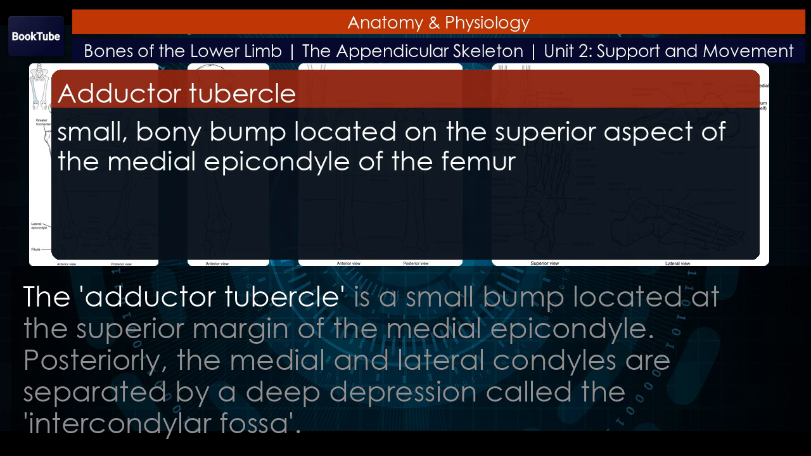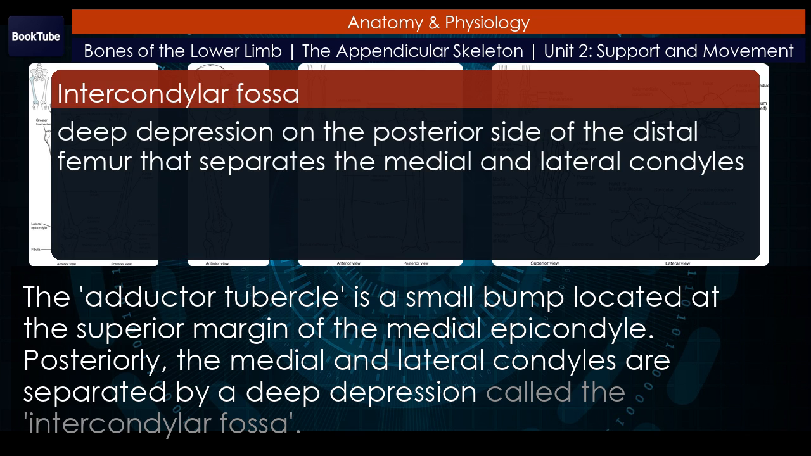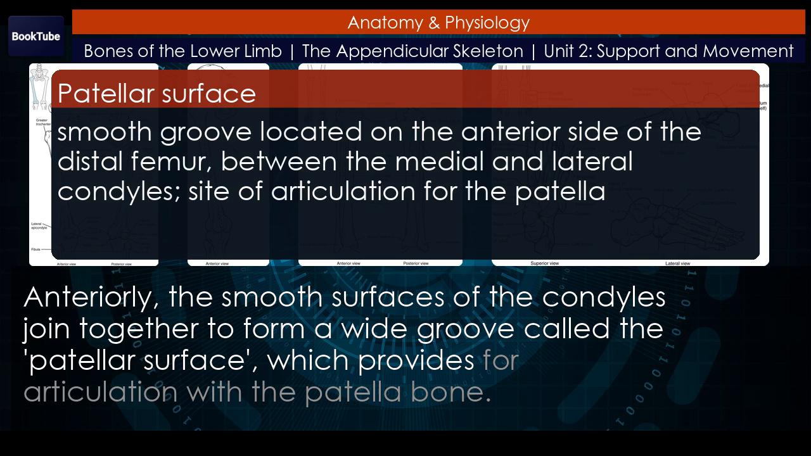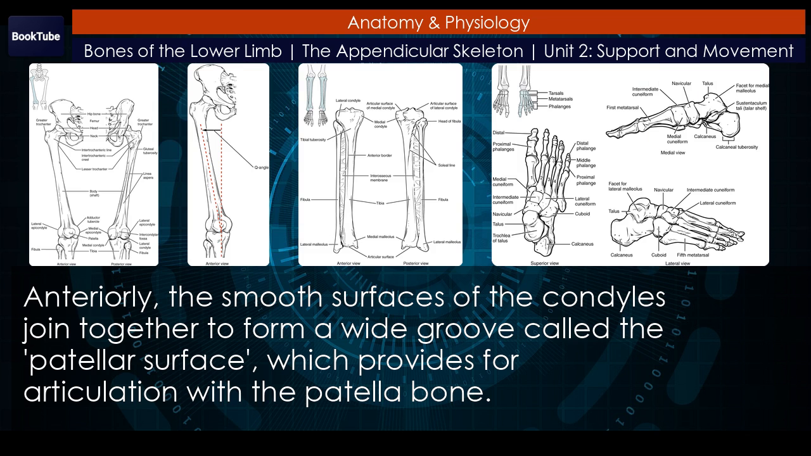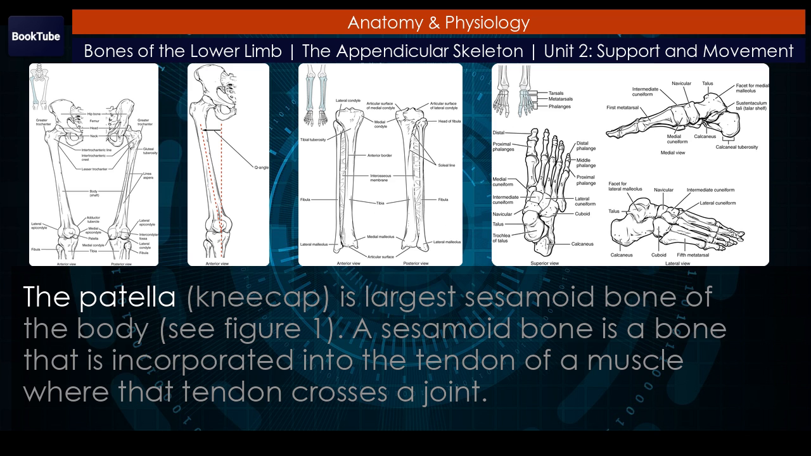The adductor tubercle is a small bump located at the superior margin of the medial epicondyle. Posteriorly, the medial and lateral condyles are separated by a deep depression called the intercondylar fossa. Anteriorly, the smooth surfaces of the condyles join together to form a wide groove called the patellar surface, which provides for articulation with the patella bone. The combination of the medial and lateral condyles with the patellar surface gives the distal end of the femur a horseshoe U-shape.